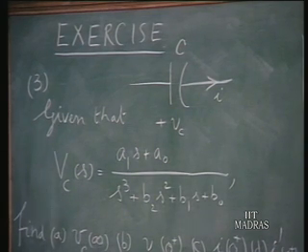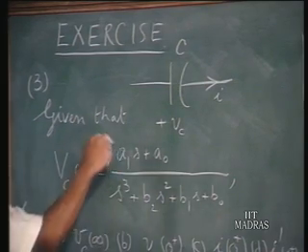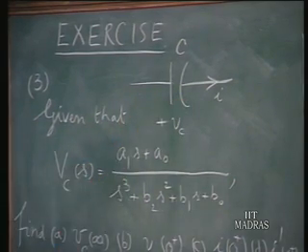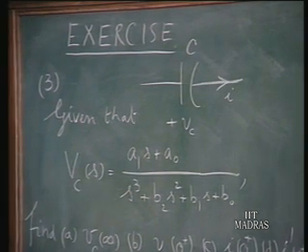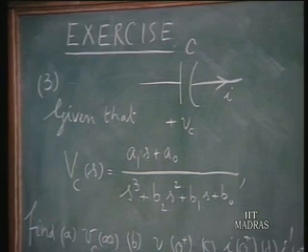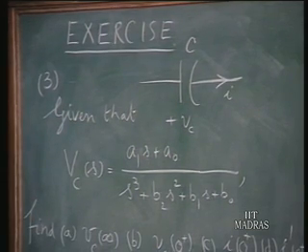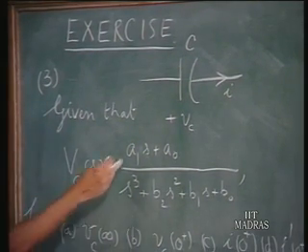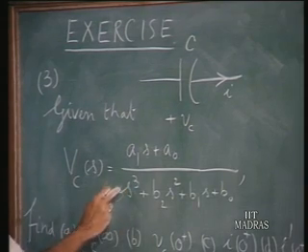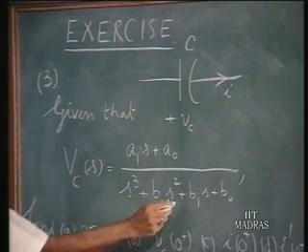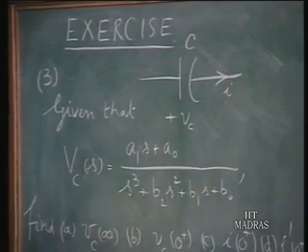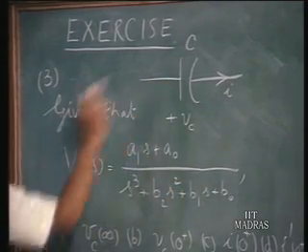Question number 3, you have a capacitor in a circuit. Current i is the current passing through the capacitor, and Vc of t is the voltage across the capacitor. Suppose that in the solution of this network we found the Laplace transform of the voltage across the capacitor, Vc of s, in symbolic form: (a1 s plus a0) over (s cubed plus b2 s squared plus b1 s plus b0). That is the Laplace transform of the voltage across the capacitor.